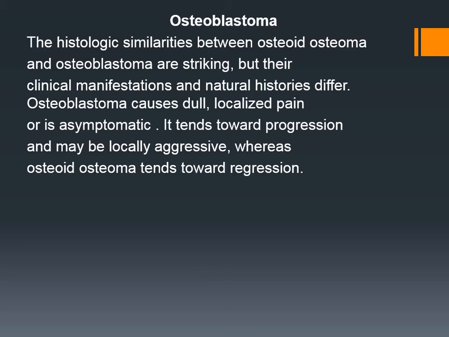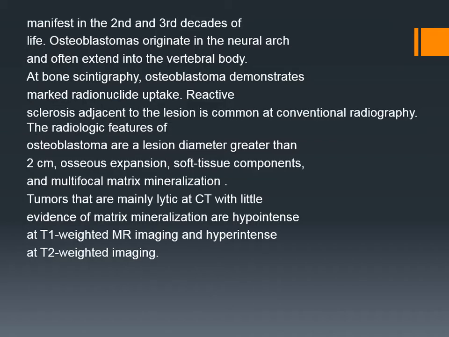Osteoblastoma. The histologic similarities between osteoid osteoma and osteoblastoma are striking, but their clinical manifestation and natural histories differ. Osteoblastoma causes dull, localized pain, or is asymptomatic. It tends toward progression and may be locally aggressive, whereas osteoid osteoma tends toward regression. Manifests in the second and third decades of life. Osteoblastoma originates in the neural arch and often extends into the vertebral body.